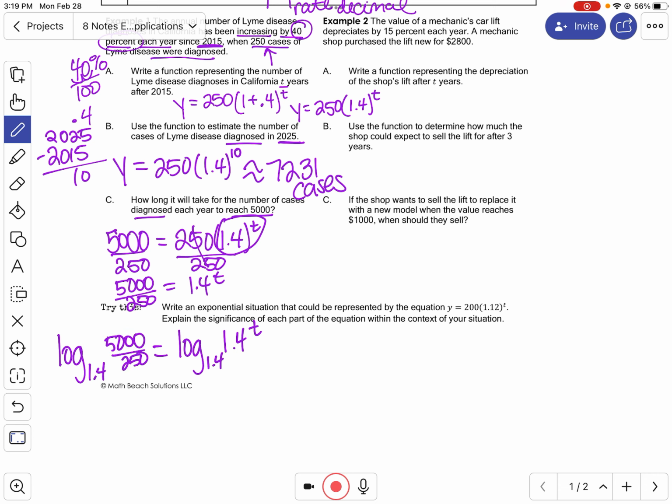So now I'm using the calculator to evaluate it. So we go to just our home screen. We're going to be typing in log. We're having to change the base, so go to math, go up, log base 1.4, and then we're taking the log base 1.4 of 5,000 divided by 250. Let's see, delete that. I don't need this parenthesis. Why is it doing that? Okay.